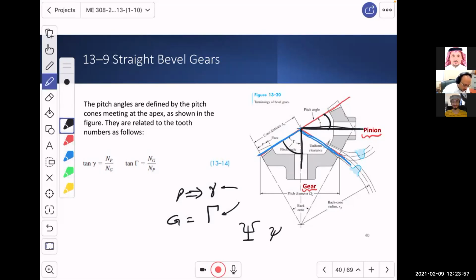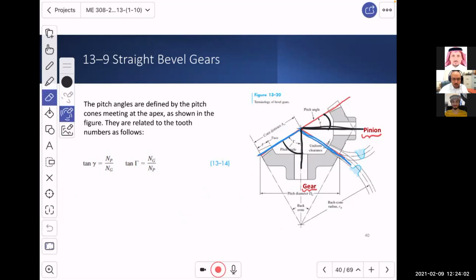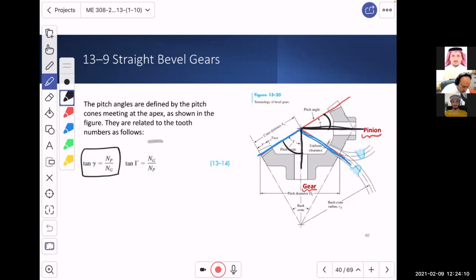That angle is defined for the pinion as tan gamma, tan small gamma, equals N_P divided by N_G, and for the gear, tan capital gamma equals N_G divided by N_P.